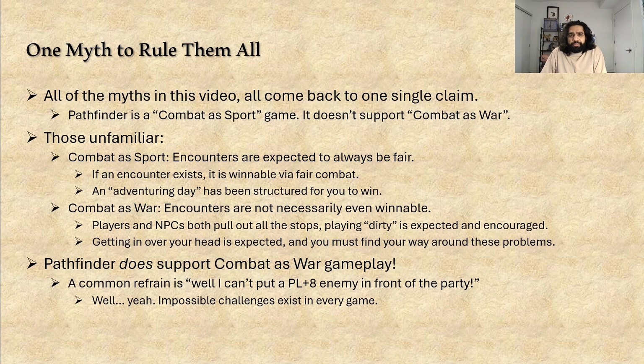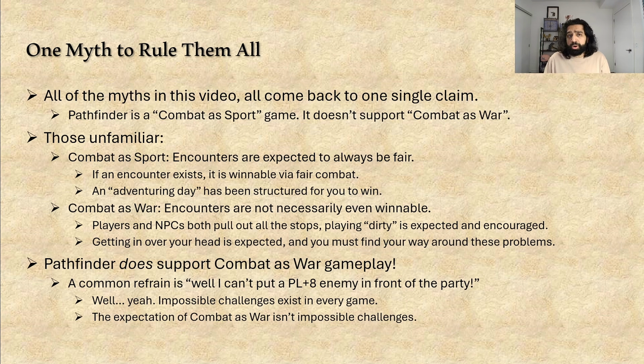You could say the same for an old school Renaissance game. OSR games are built to support combat as war, and there's still going to be challenges that are impossible for the party. You don't take an impossible challenge, put it in a white room, put the players in a linear path to that white room, and then call it war when they inevitably die in the encounter that ensues. That's not combat as war. That's rocks fall, everyone dies.